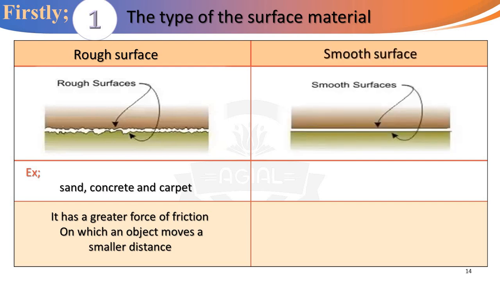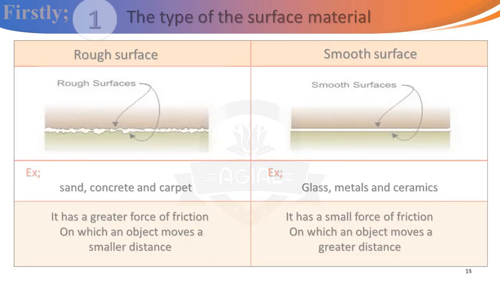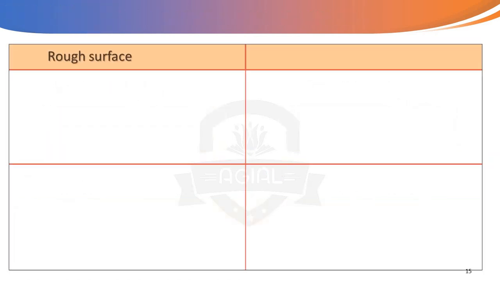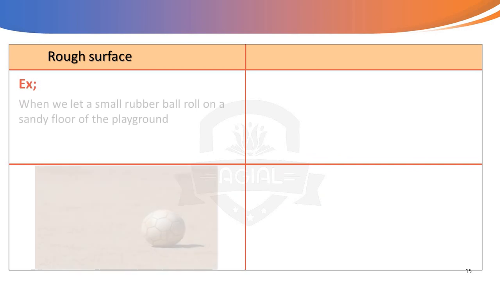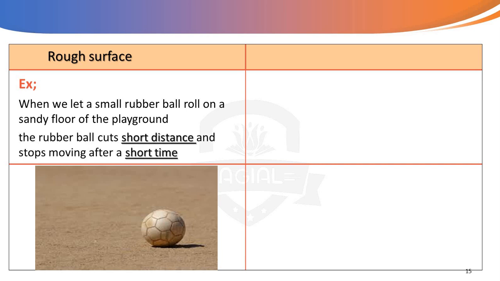But if I have an object moving on a smooth surface like glass, it will move a big distance. For example, on a rough surface, if I have a small rubber ball rolling on the sandy floor of the playground, the rubber ball covers a short distance and stops moving after a short time because the surface is rough.